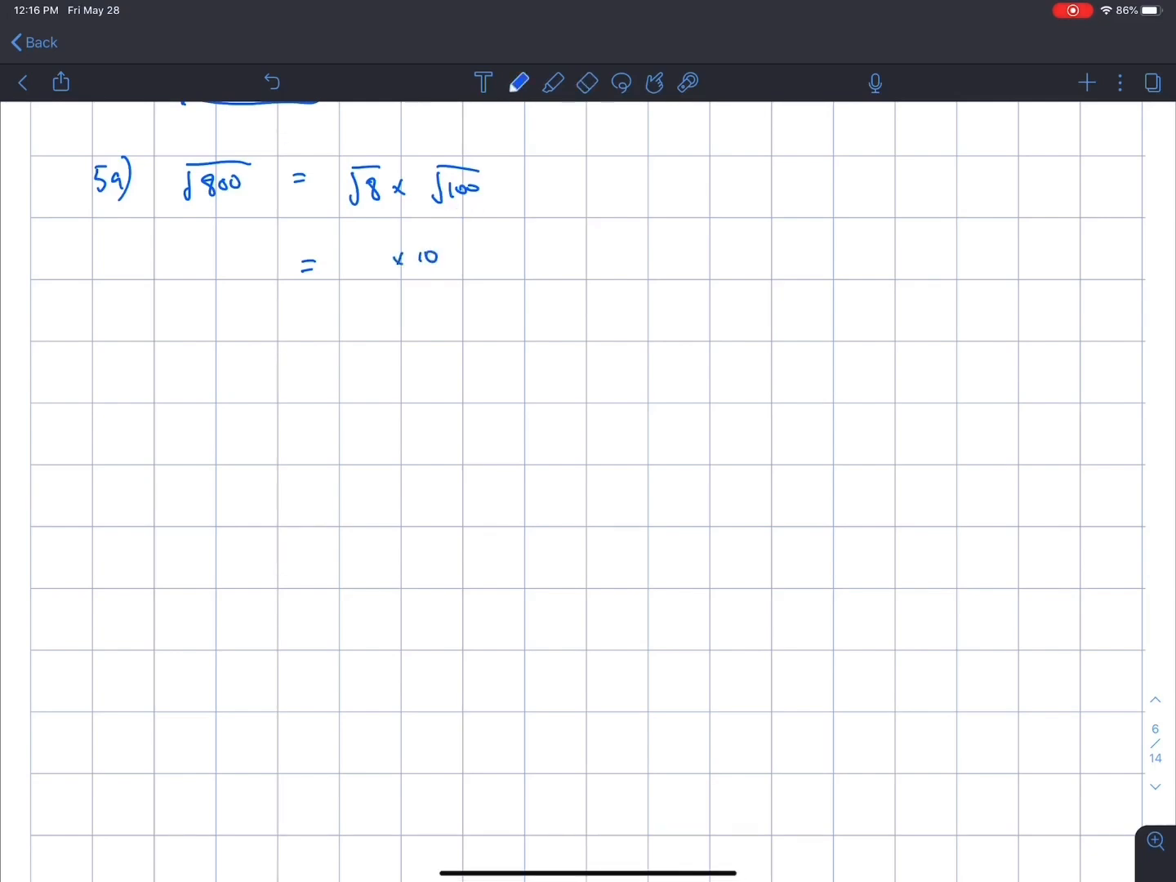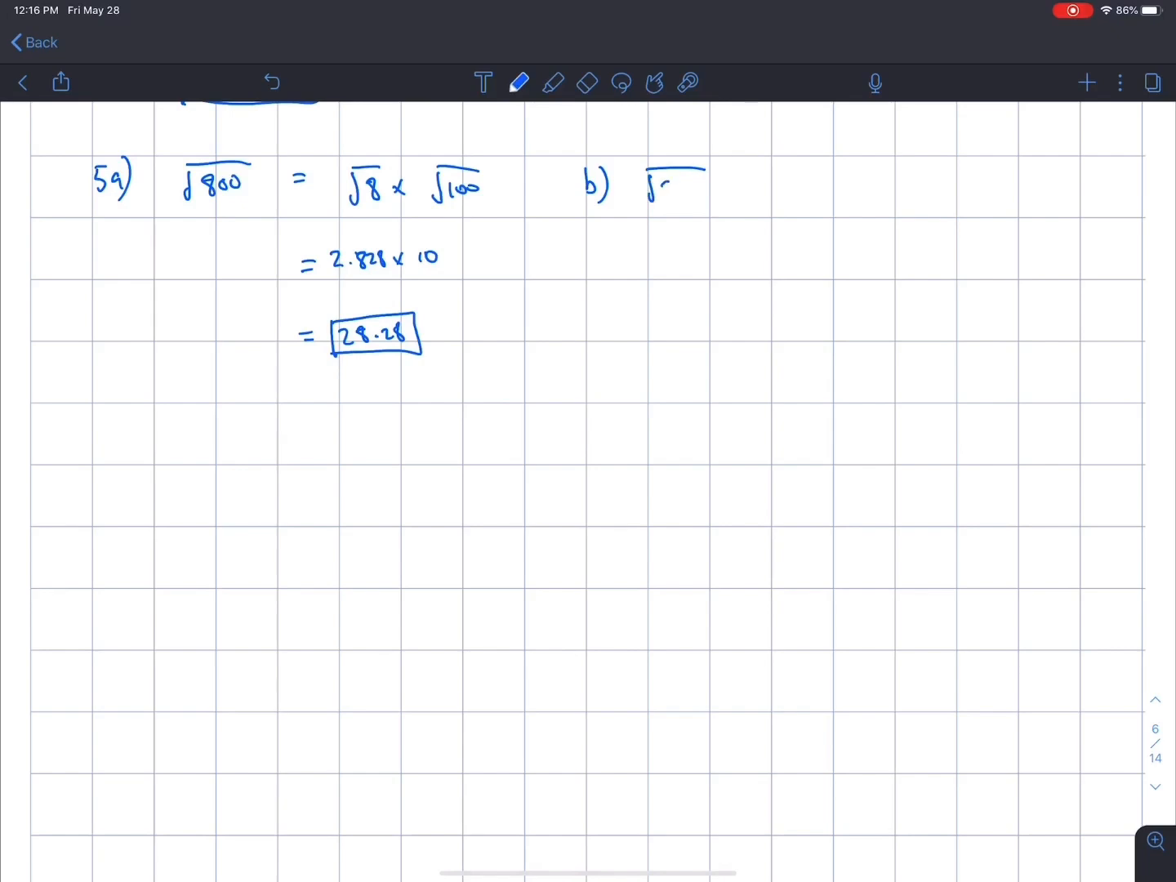The square root of 8, if you look at the top, you see that the square root of 8 is roughly equal to 2.828. And 2.828 times 10 is just 28.28. You just move the decimal place 1 to the right when you times a number by 10.